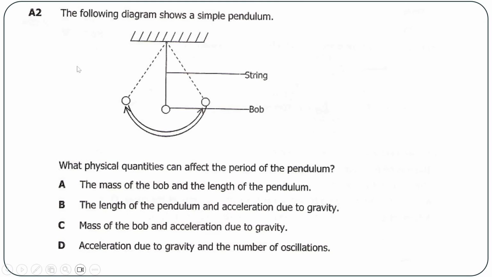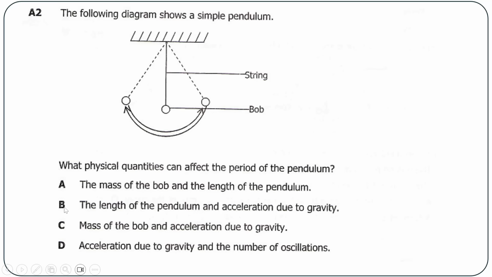So we go to question 2, which says the following diagram shows a simple pendulum. Yes, this is a simple pendulum. Now we are familiar with it. The question says, what physical quantities can affect the period of the pendulum? The physical quantities that affect the period of the pendulum are just the length of the pendulum and acceleration due to gravity.